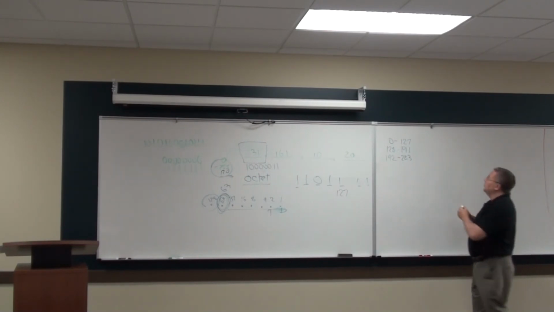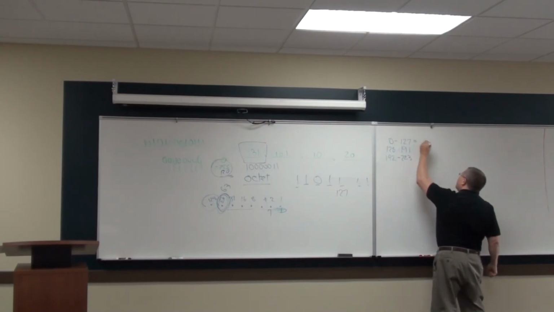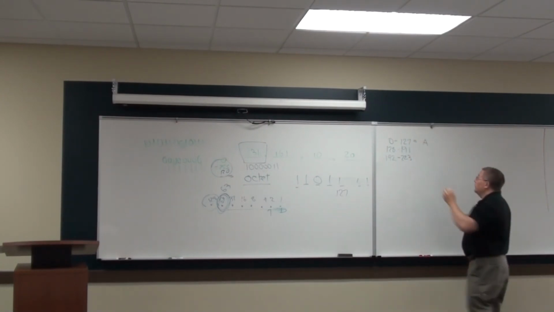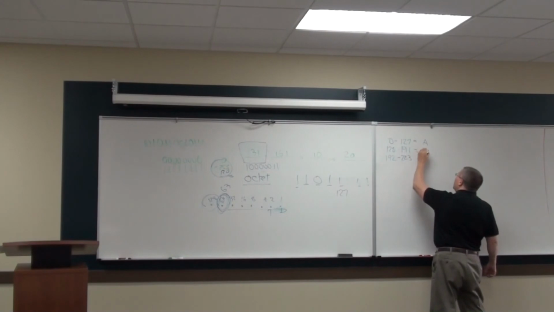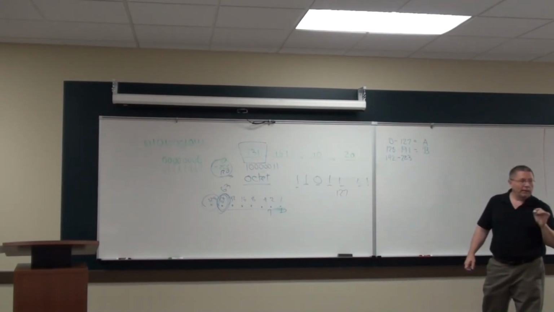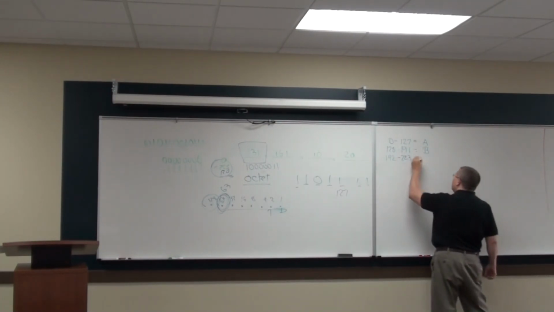Now, if anybody has ever had any exposure to IP addressing, these numbers are very familiar to you. 0 through 127 is usually referred to as Class A addresses. 128 to 191 is Class B. 192 to 223 is Class C.